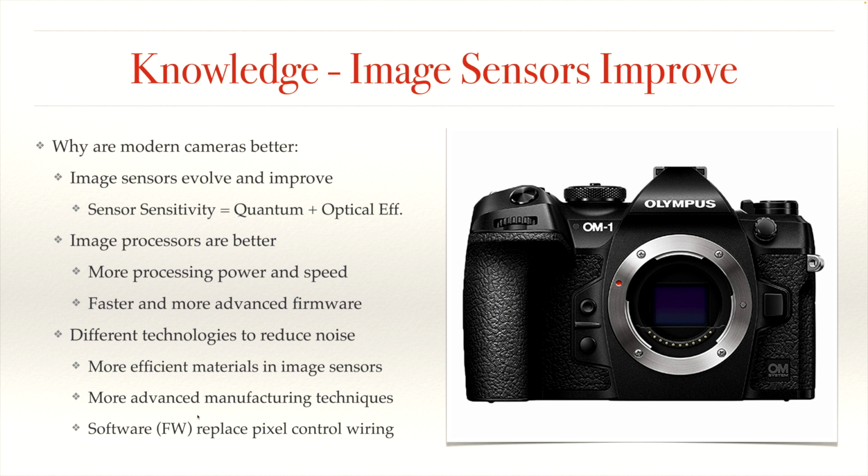They do something really interesting here. At the bottom, you can see they replace some of the control functions in the control wiring with firmware. Because we have more powerful image processors, we can now replace some of the control wiring and therefore reduce the electronic component part of the pixel, giving a smaller noise floor. There are also more advanced manufacturing techniques for sensors and different materials, so the quantum efficiency part of the sensor is improving. From this short discussion, you can clearly see why image sensors do improve.